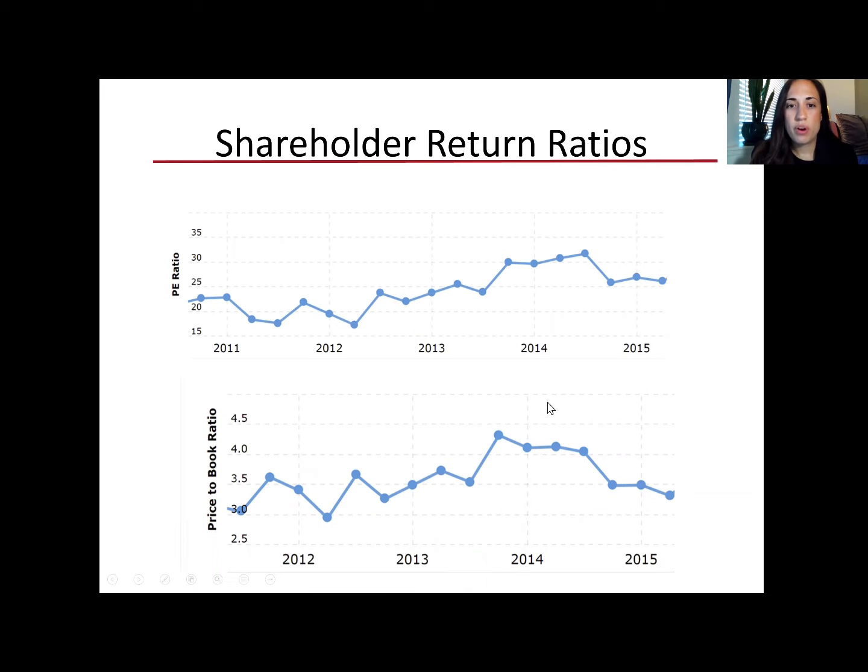A decreasing price to earnings ratio might indicate that the current stock price is low relative to earnings. Because the price to book ratio is above 1, this indicates that the stock price is trading at a reasonable price relative to the value of the company's assets.